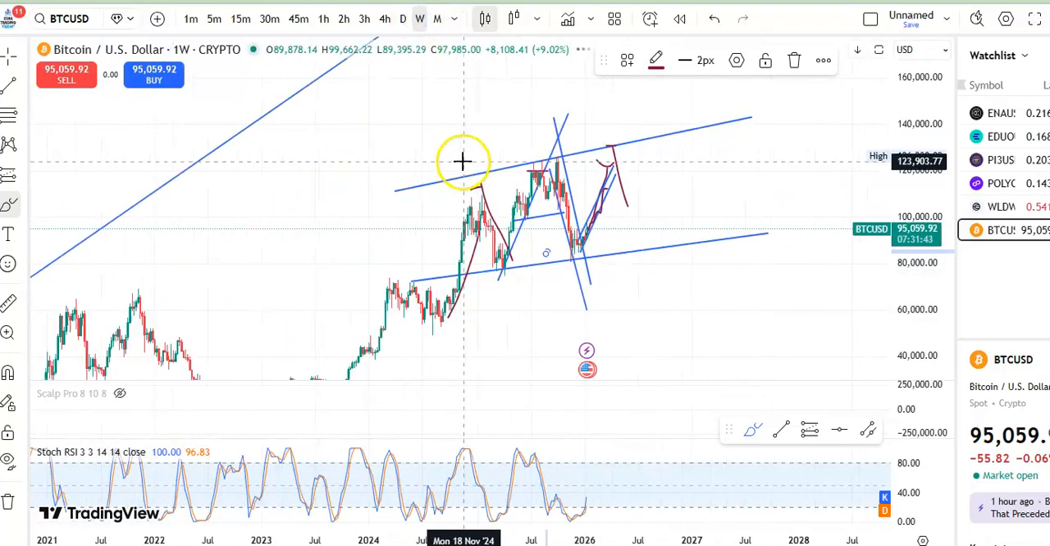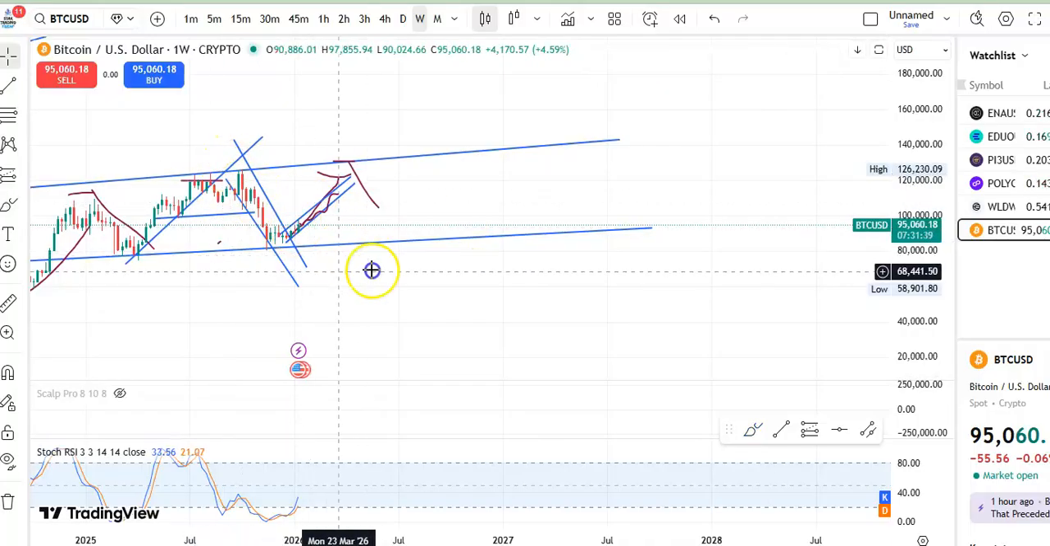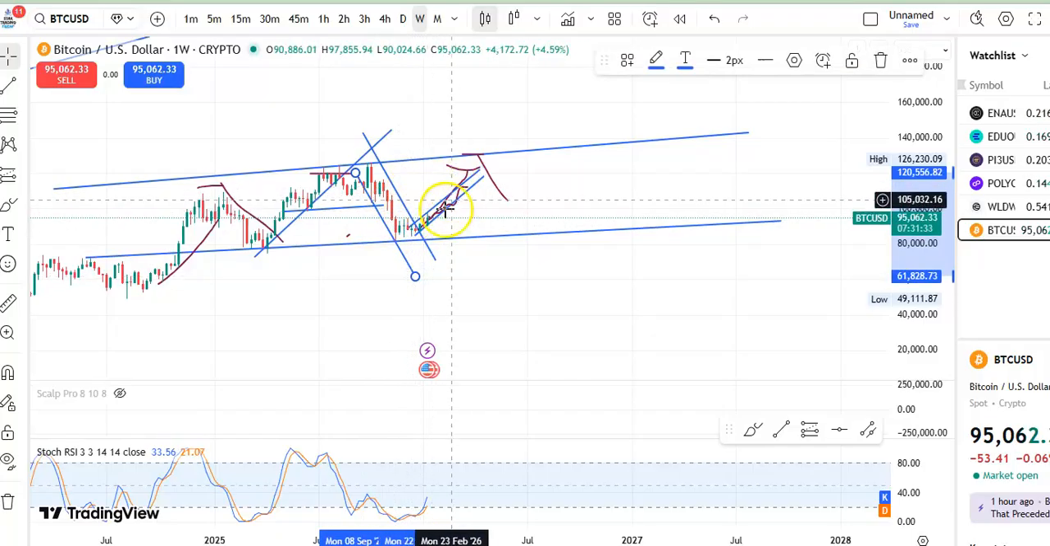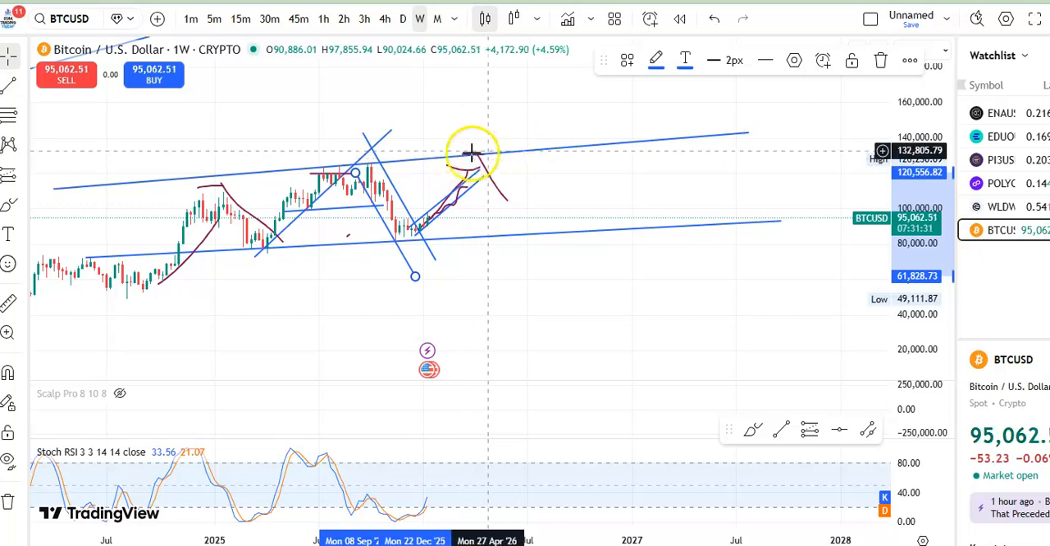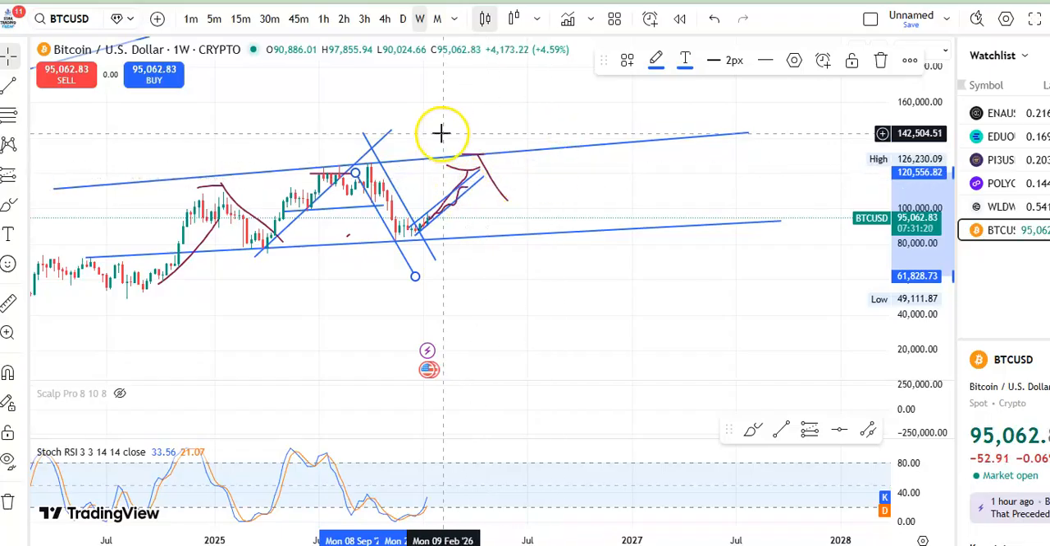If you go to the weekly chart, you can see previously the candles were falling continuously, and after this the breakout happened, and then the candles started moving in an upward direction. So it looks like the candles may move to this resistance level, which is around 130k, and then from there the fall may take place.